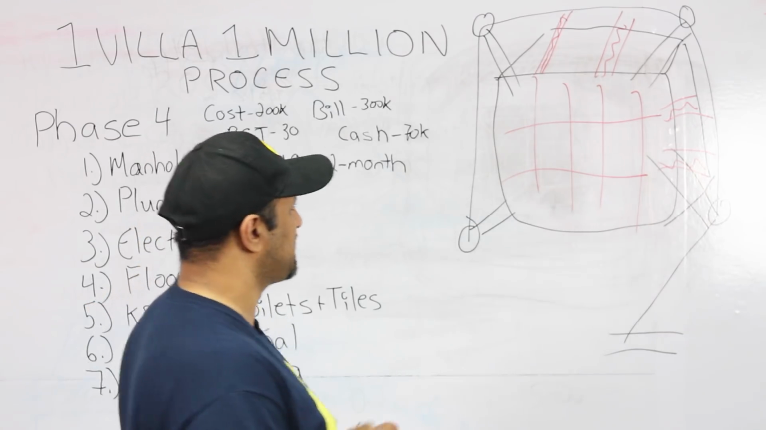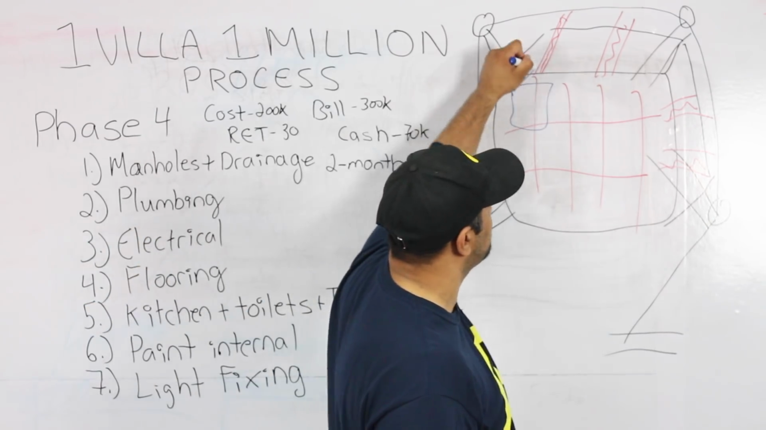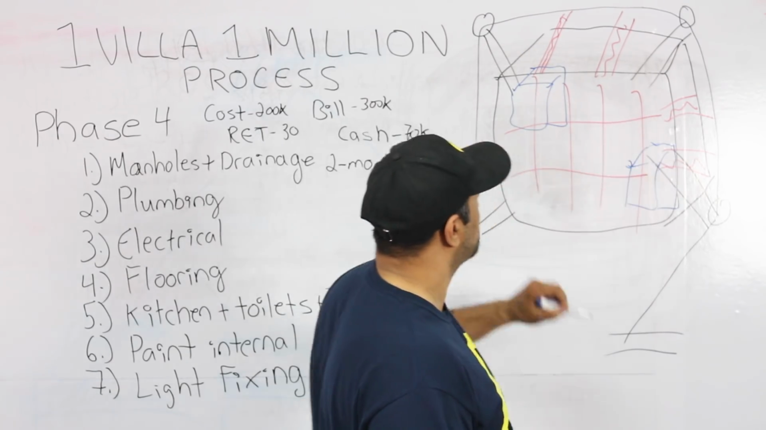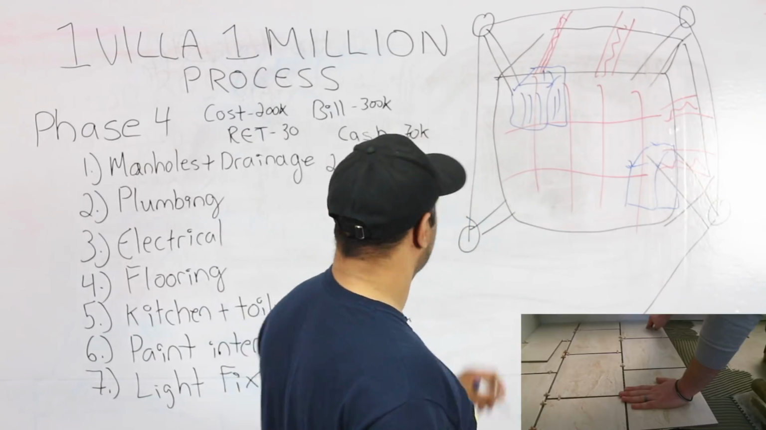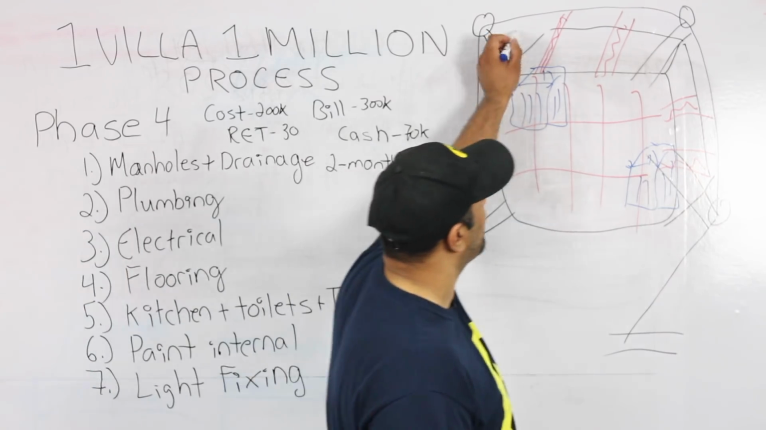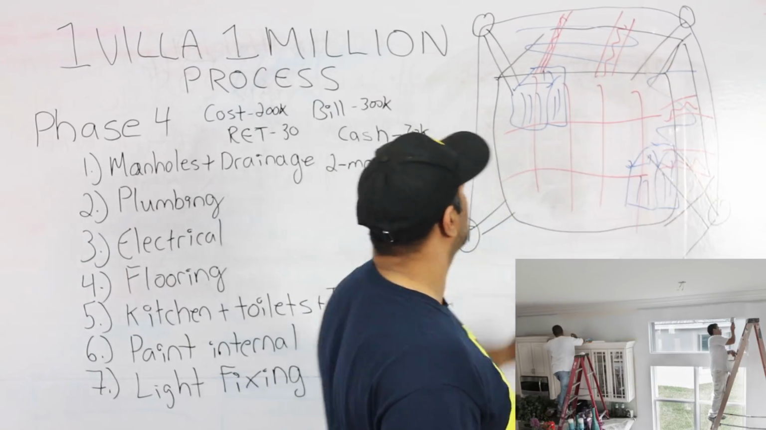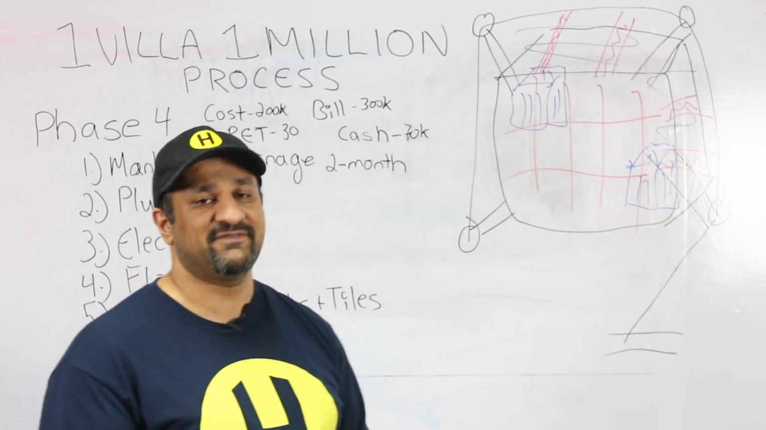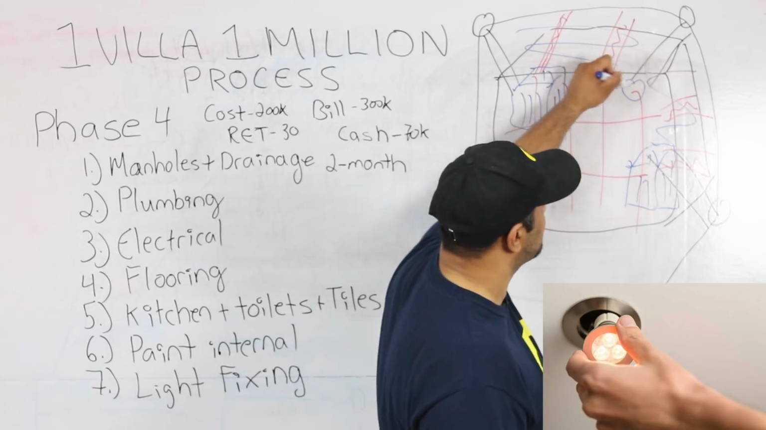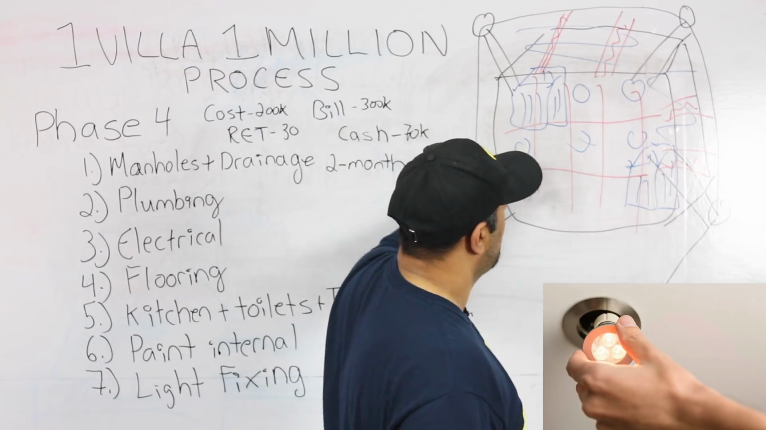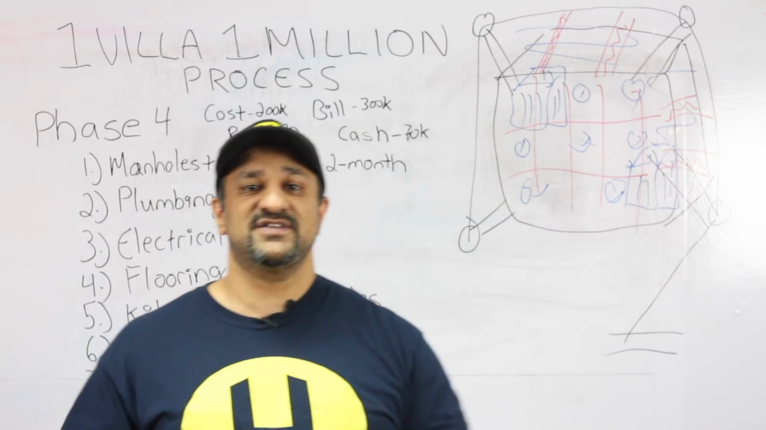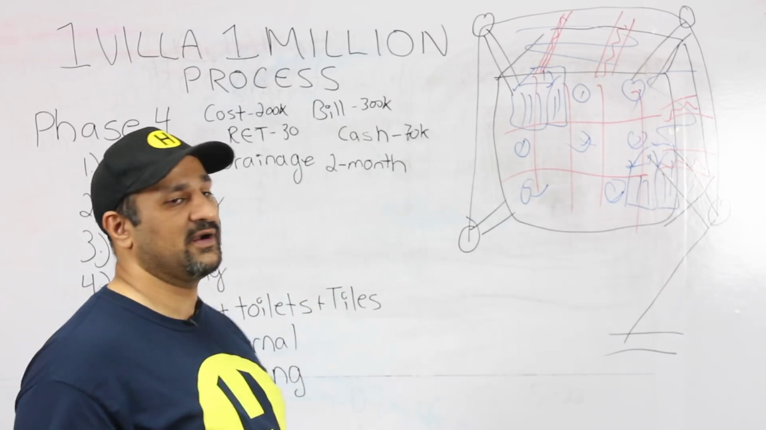Now the kitchen, toilets, and tiles, I'm just going to give you an example. This would be, say, your kitchen. Okay, this would be your washroom. And then you would do the tiling inside of there. And then the final thing is the paint, internal paint, and this is all internal paint. And then the light fixing. And the light fixing, we had already made the connections and stuff, so light fixing would essentially be like wherever the lights are. So let's say there's lights here, and then these would be the light fixing. And we are done phase 4. Now in phase 4, this is where it's a lot of work.